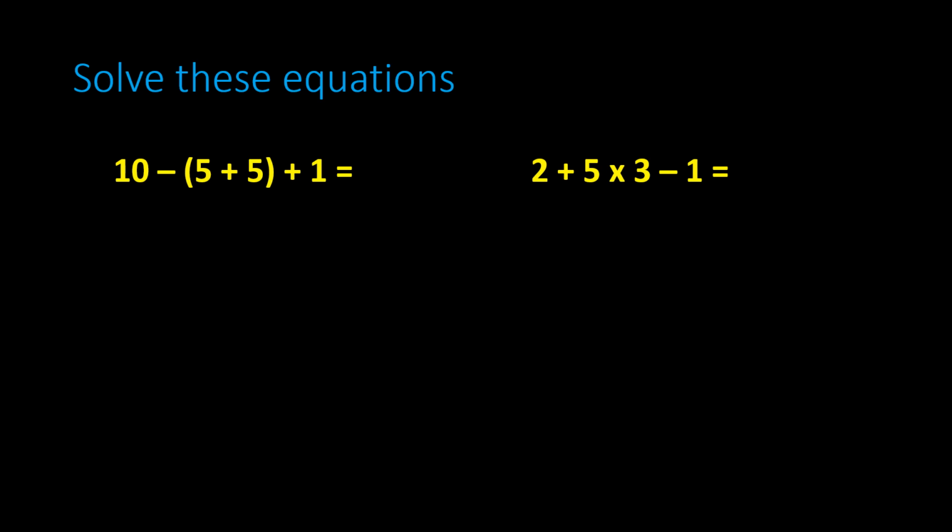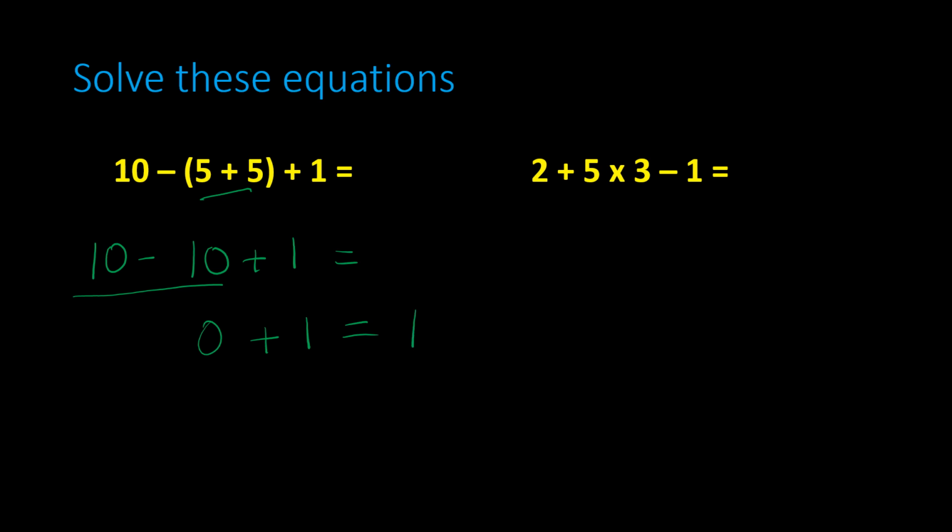Let's practice solving more equations. So we have 10 minus 5 plus 5 in brackets, plus 1. So brackets come first. 10 minus 5 plus 5 is 10, plus 1. And we know that using the left to right rule, we will do these ones first. 10 minus 10, which is 0. And you plus 1, you get 1.